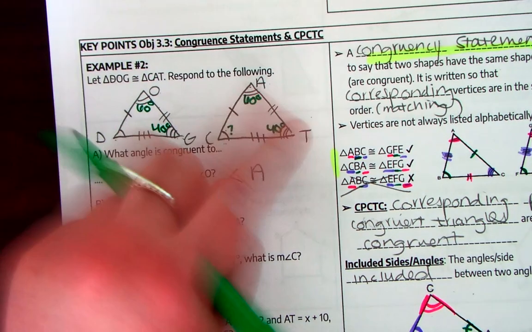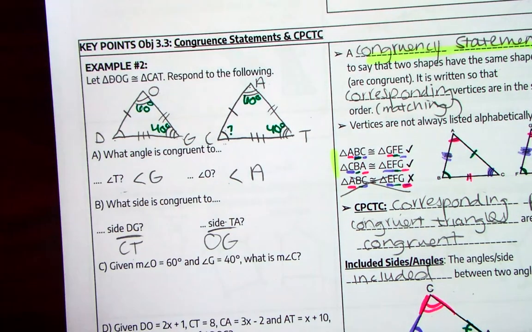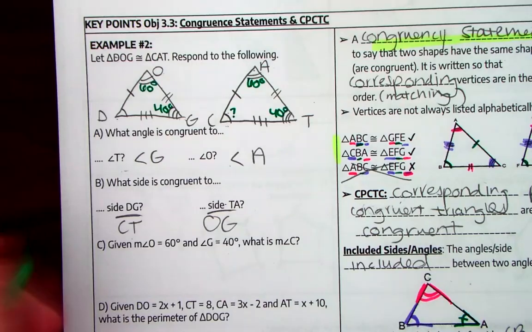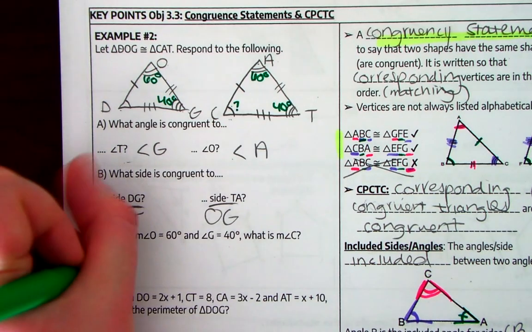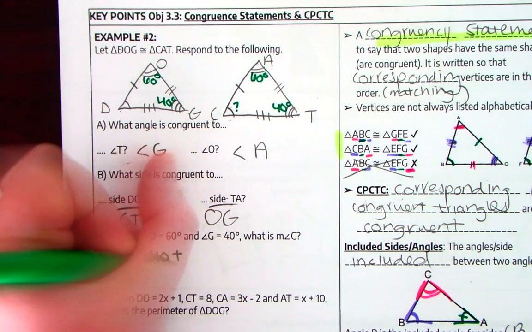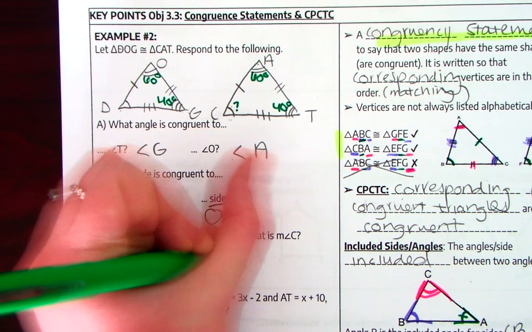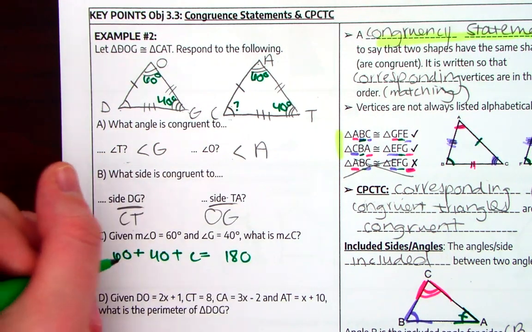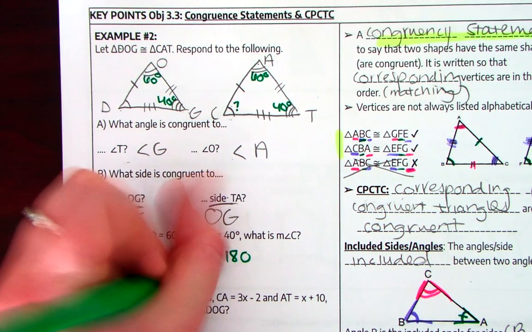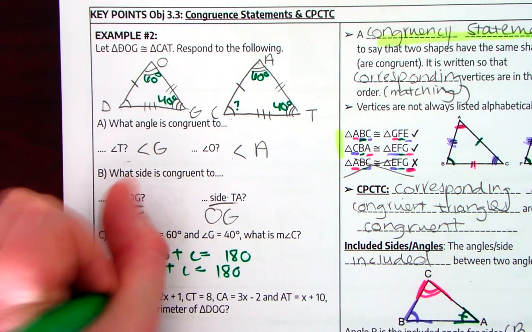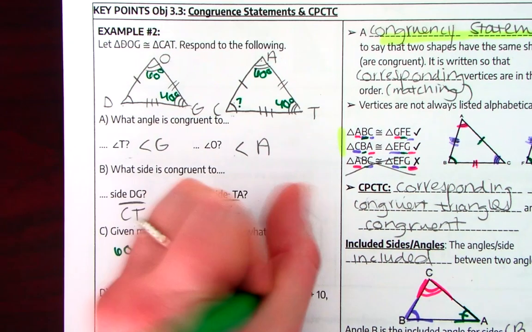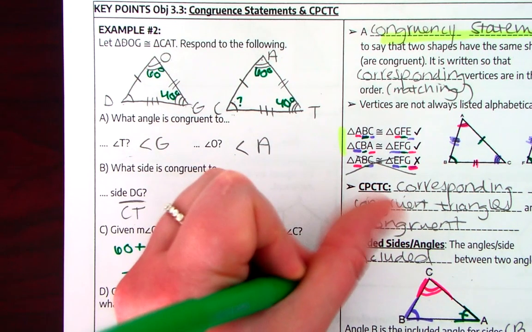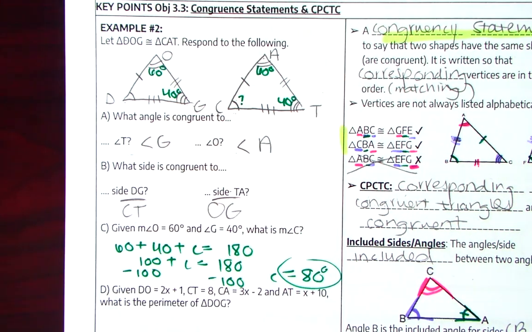So now I'm noticing I got 2 angles inside CAT. 60 plus 40 plus the angle I don't know, let's call it C, have to equal 180. So that's 100 plus C equals 180. Subtract 100, subtract 100, and C is going to be 80 degrees.